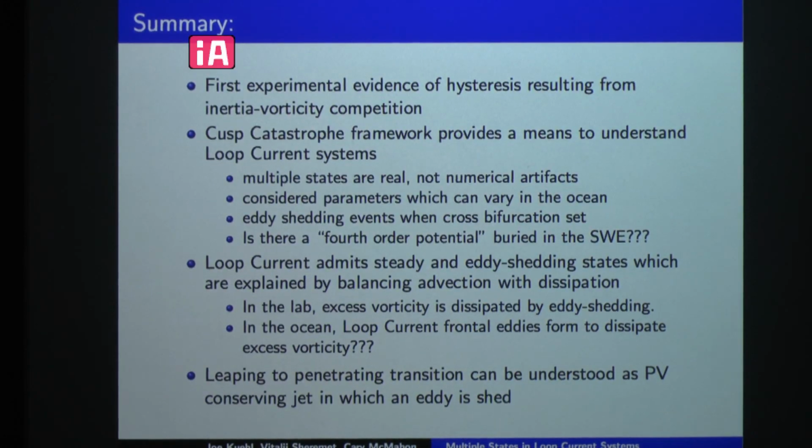And with that, that's really all I wanted to talk about today. I've used up a lot of your time. This work represented the first evidence that hysteresis in multiple states were a real thing, based on the competition between fluid inertia and vorticity constraints. We've also shown that loop current systems appear to be governed by this global dynamical systems theory, the cusp catastrophe formulation. That doesn't mean it's a useful formulation. It may or may not be, but we can think about it in this global dynamical systems framework, and that might be an insightful framework to look at.